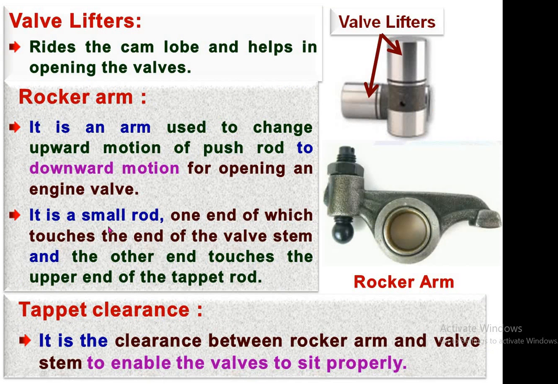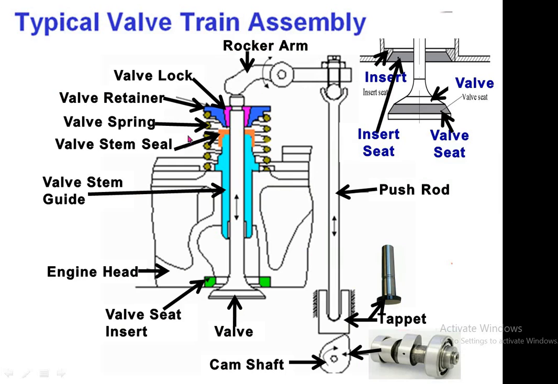It is a small rod, one end of which touches the end of the valve stem and the other end touches the upper end of the tappet rod, as I have explained in the figure. Then tappet clearance. It is the clearance between the rocker arm and valve stem to enable the valve to sit properly. As all these parts are given in this figure, you can easily understand various parts of the valve timing mechanism.